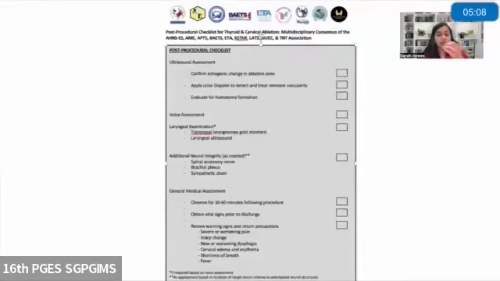A post-procedural checklist should be maintained for all the patients and they should be observed for 30 to 60 minutes, after which they can easily be discharged with certain discharge instructions.